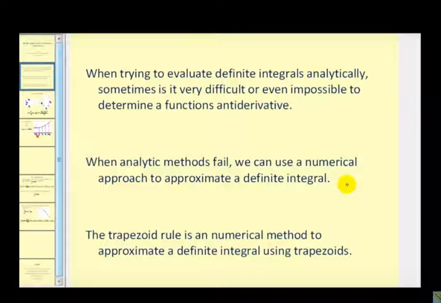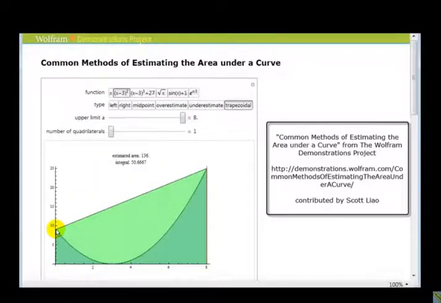So we can use this rule called the trapezoidal rule to find the area under the curve of certain functions that we can't integrate. Okay? And the trapezoid rule is a numerical method to approximate a definite integral using trapezoids. Now, it is an approximation method. This does not ever give you the exact area under the curve. So the trapezoidal rule and what we're going to be doing tomorrow, Simpson's rule, are just approximation methods to finding the area under a curve, okay?